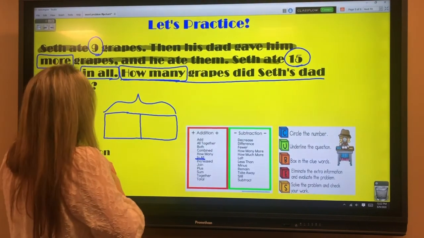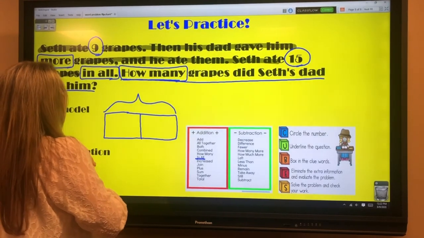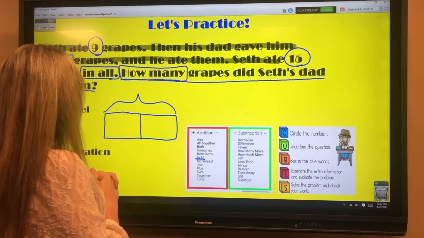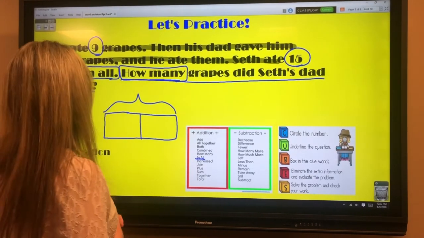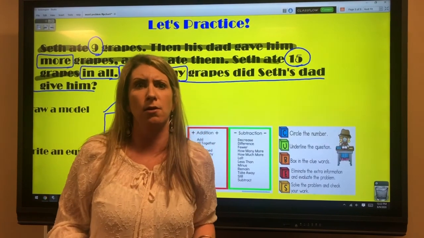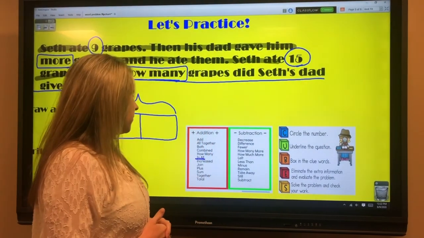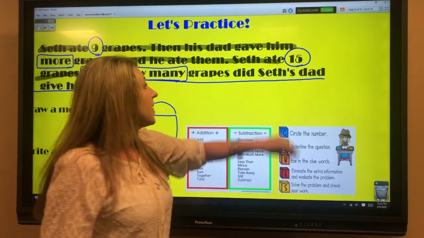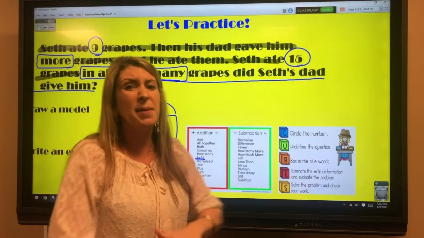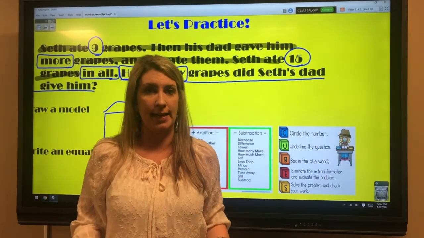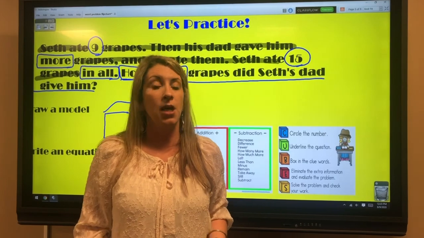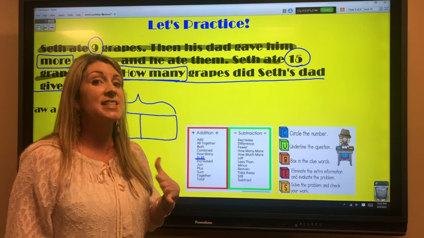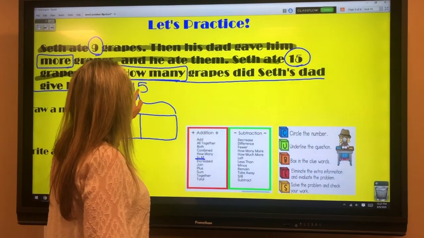Where do they go? Well, Seth ate 9 grapes. His dad gave him some more. So we know that altogether Seth had 15 grapes in all. Well, that number 15 is a big number. And it tells me after the number 15 that he ate 15 in all. That means altogether he had 15. He can't eat more than that. So we know that that 15 has to be our whole because it says he ate 15 in all.